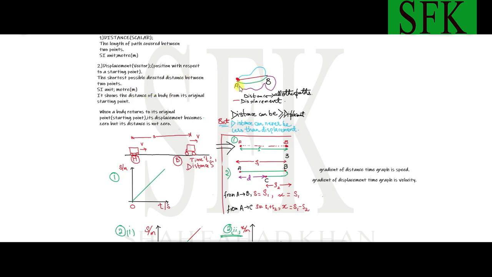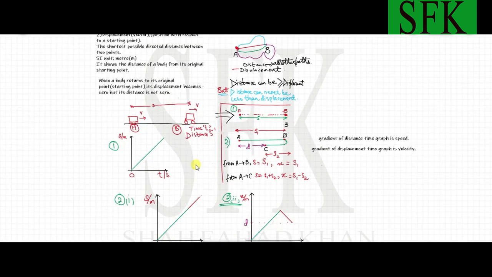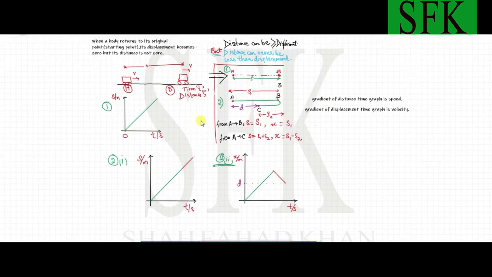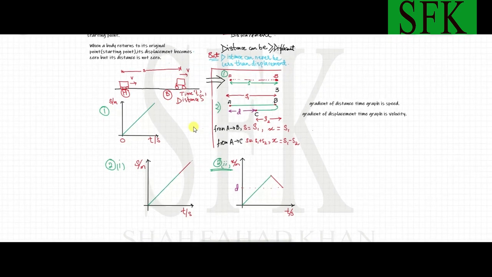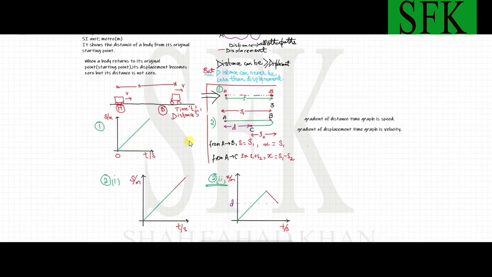Okay, so the shortest possible distance from the starting point is the displacement, whereas the length of any path that is covered between 2 points by the particle or by the body is the distance. Okay.